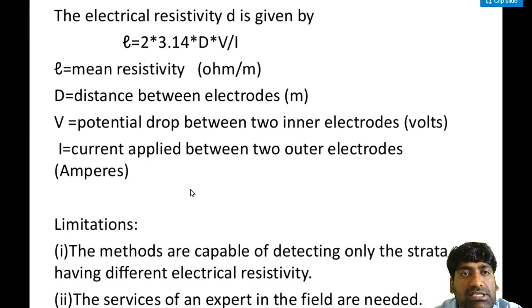The electrical resistivity is given by rho = 2 × 3.14 × D × V / I, where rho is the mean resistivity in ohm-meter, D is the distance between electrodes, V is the potential drop between the two inner electrodes in volts, and I is the current applied to the outer electrodes in amperes. Limitations: the method is capable of detecting only strata having different electrical resistivity. The services of an expert are needed.